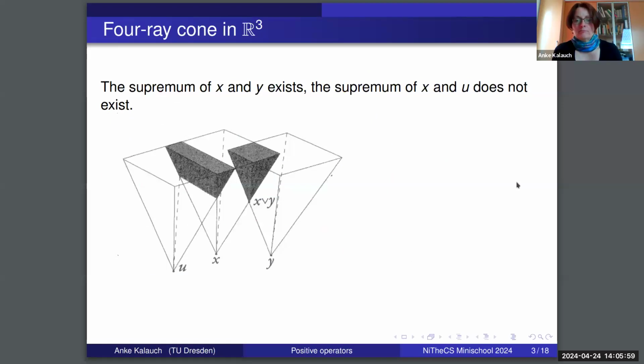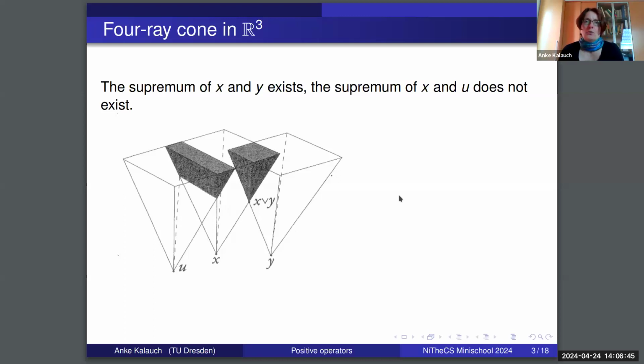And then you observe these cones, for example, take this 4-ray cone, so you have a cone with 4 rays starting in 0. And then you can look at upper bounds of elements. Here I was drawing 3 elements for you, u, x, and y. And it depends how the elements are in the space. Some of them, when you intersect the set of upper bounds, then you get the same shape of the cone. So that means that this shape, here on the right side, has a smallest element. That means the supremum exists for the 2 elements x and y.